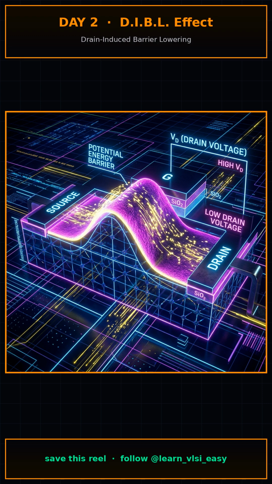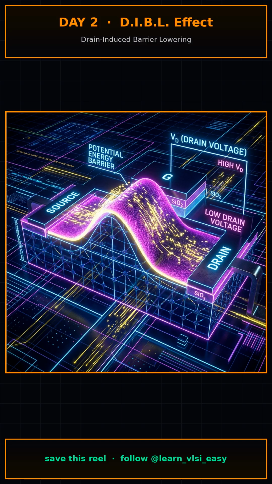Another severe short-channel effect is DIBL, or drain-induced barrier lowering. In a well-behaved transistor, the gate has absolute authority over the channel, creating a tall potential energy barrier that blocks electron flow when turned off. But as the source and drain get microscopically close to each other, the high voltage on the drain starts to exert its own electrostatic influence over the channel.